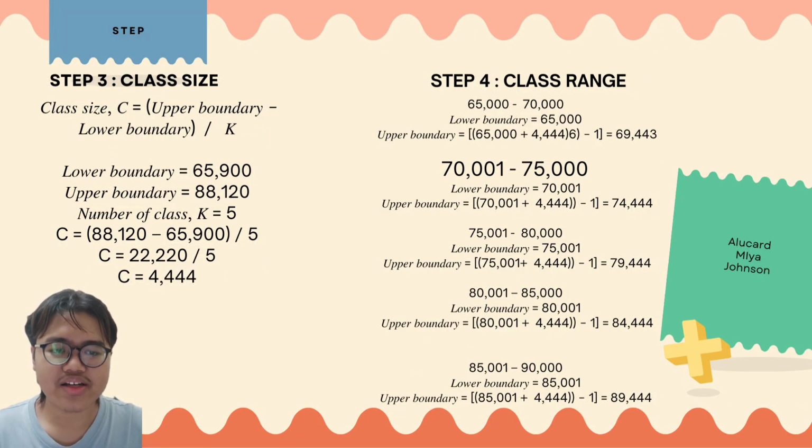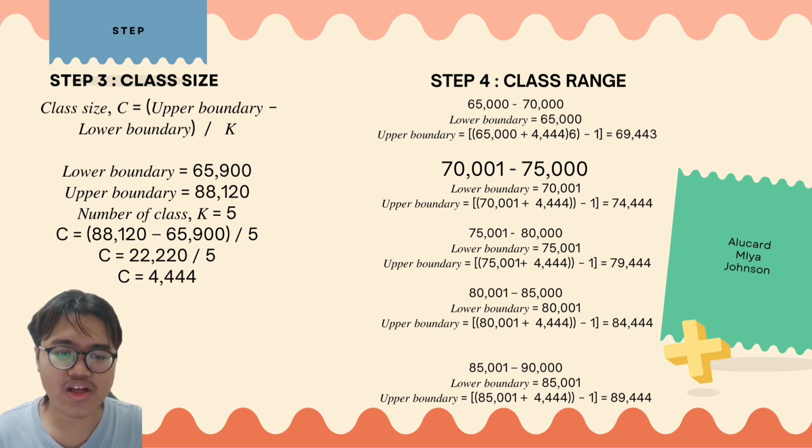Step 3 is to determine the class size, or C. The formula is C equal to upper boundary minus lower boundary divided by k. The lower boundary is 65,900 and the upper boundary is 88,120. The number of classes, k, is 5. Okay, let's substitute these values into the formula. C equal to 88,120 minus 65,900 divided by k. So the result, the class size, is 4,444. Let's go to step 4.